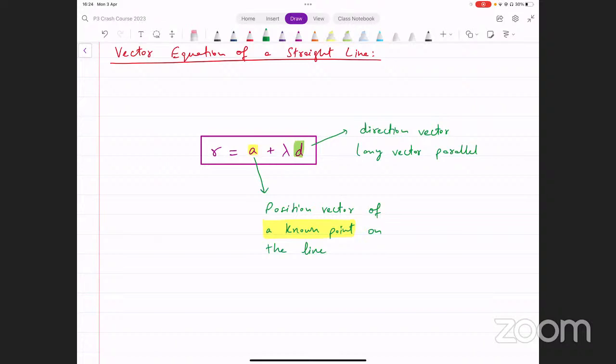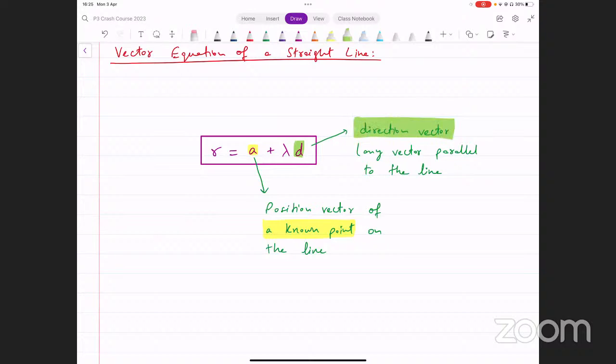Or how do you know two vectors are in the same direction? They are parallel. So if you have any vector that is parallel to this line, that is going to give you the direction of the line. So you can use any vector that is parallel to the line as the direction vector. So this is any vector that is parallel to the line. That's what D represents. So in order to write down an equation of a straight line in 3 dimensions, these are the two things that we need.